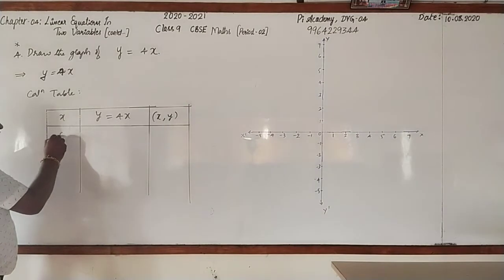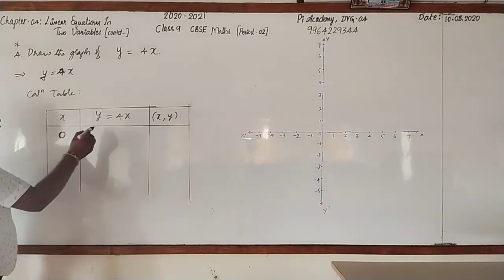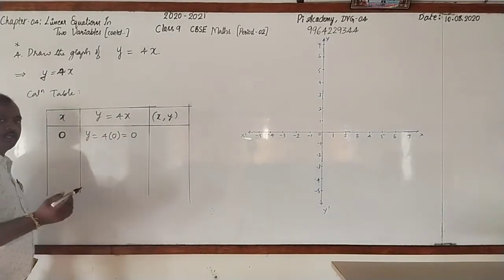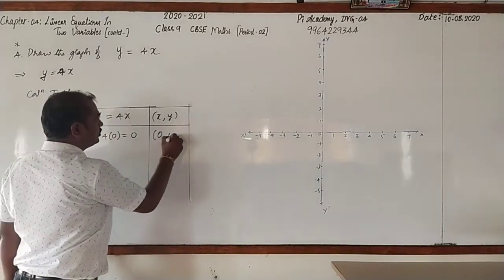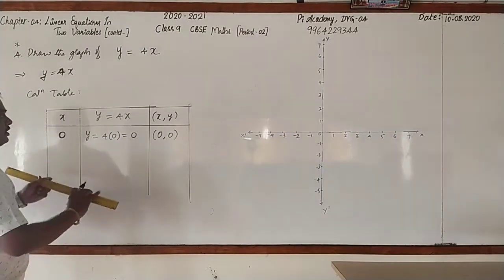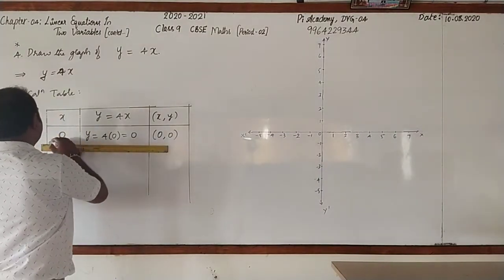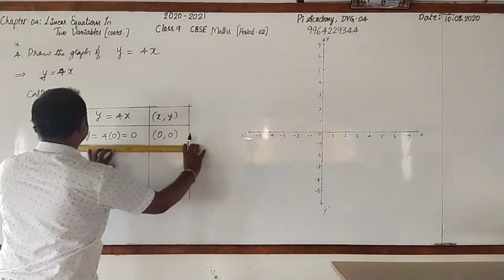When x is 0, what will be y? Y equal to 4 into 0. 4 into 0 is 0. It is 0 comma 0. Have you written the same? Yes. Take scale and pencil and draw the line.